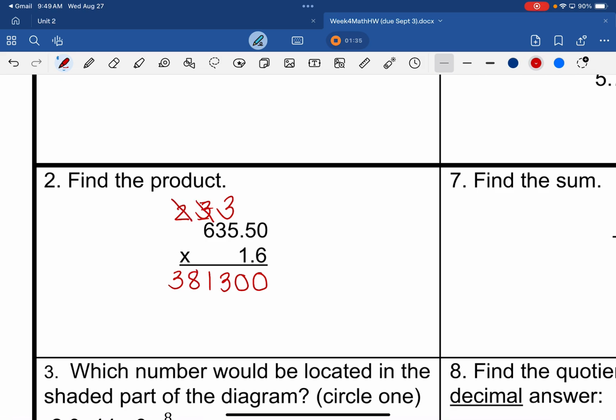I strongly encourage you to cross off everything that you're not going to use so you don't accidentally use it again, and then you will drop down to 0. So then your mission now is going to be doing 1 times 0, 1 times 5, 1 times 5, 1 times 3, and 1 times 6. Now at the very end, we have 1, 2, 3 place value spots that we are going to take our decimal and move it over. So at the very end of our answer, we should have 1, 2, 3 different spots left over, okay? All right, let's move on to the next one.